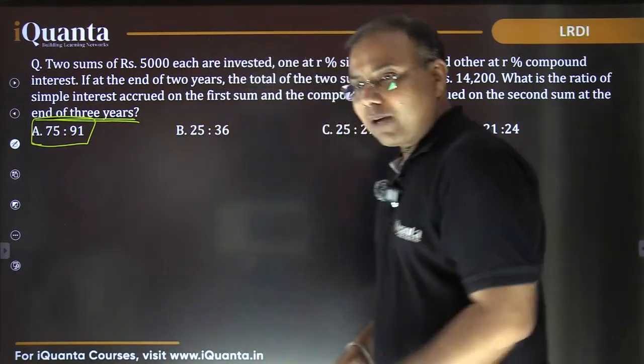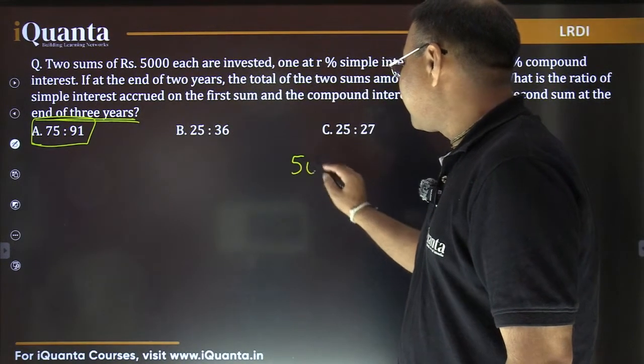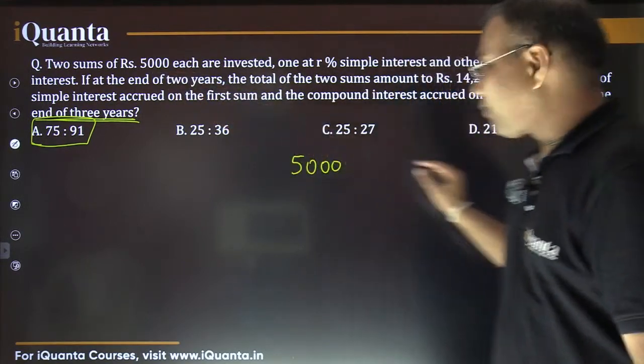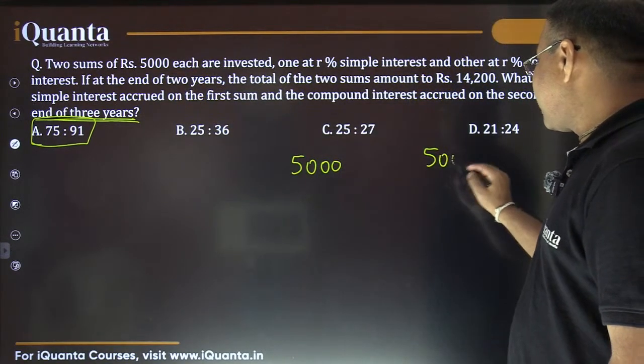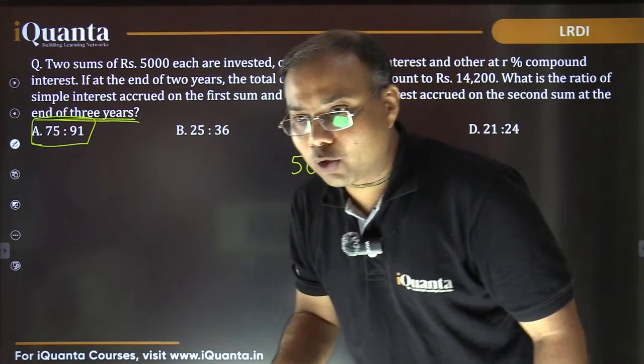Okay, so let me tell what I did. See, both sums are 5,000, right? Both principal values are 5,000 each. ठीक है ना? We are not given the value of R here. What is the R percent? That we do not know.